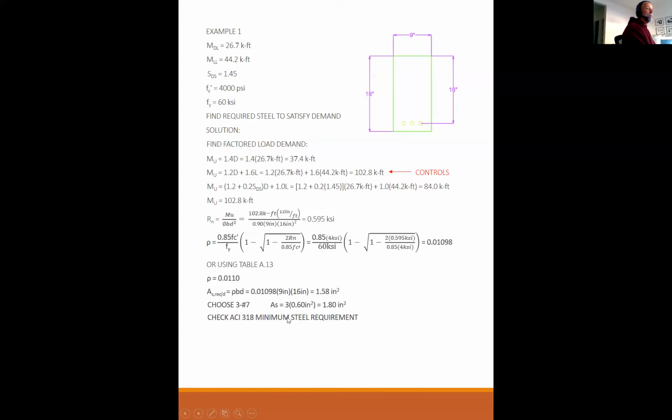I check my minimum steel requirement. Whoops, I skipped ahead. Please note these steps. These steps will repeat themselves over and over and over. When you review this document, please don't fluff over these steps. These are always required. The minimum steel comes from our equation, which I presented in the earlier lecture, where it is the larger of 3 square root f prime c over fy times b w d, or 200 over fy times b w d.